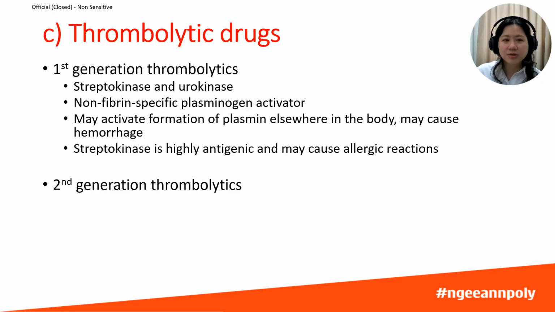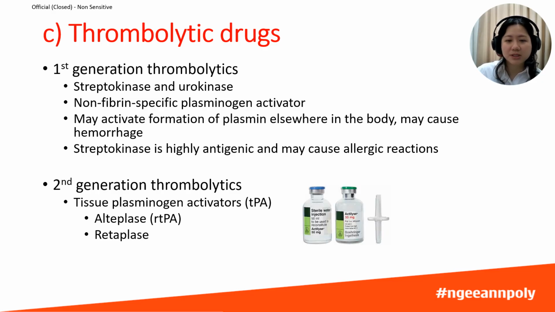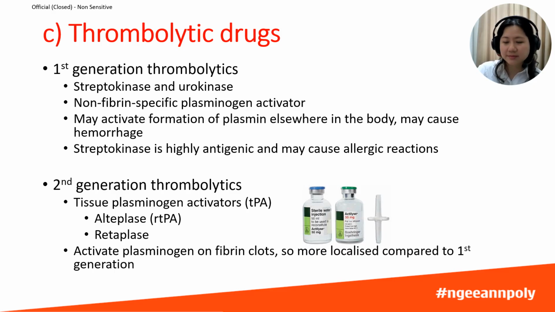The second generation thrombolytics are the tissue plasminogen activators. Alteplase is a recombinant form of the naturally occurring human TPA and is also known as rTPA. The R here stands for recombinant. Reteplase is a genetically engineered smaller derivative of the recombinant TPA, and it has increased potency and is faster acting compared to rTPA. These drugs activate plasminogen on fibrin clots, so their effect is more localized to the clot compared to the first generation thrombolytics.